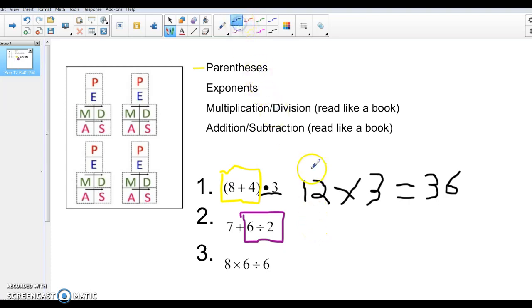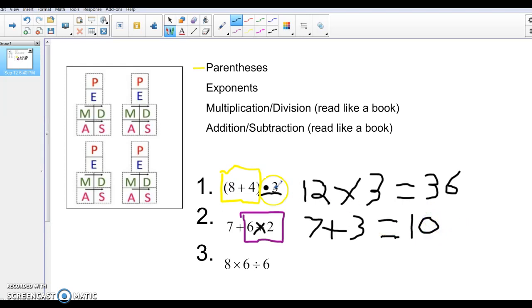And just like the first problem, we'll rewrite it again. So 7, the plus stays there, right? We haven't used it yet. 7 plus 3 is our new equation. We've done our division, so that goes away. 6 divided by 2 equals 3. And then 7 plus 3, we know, is 10.